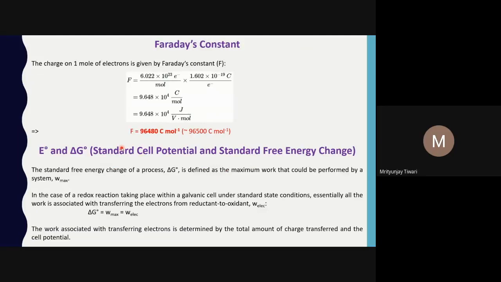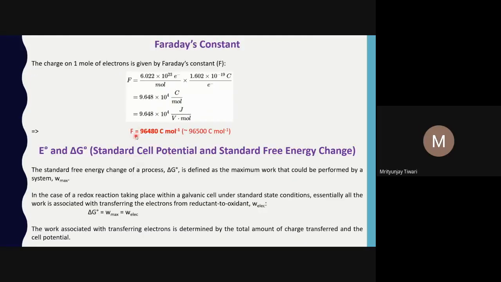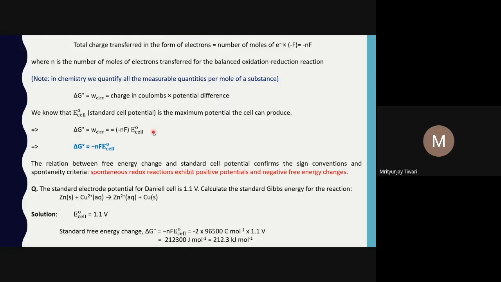So now we have obtained the relation between E naught and delta G. This relation is very important. Delta G is negative if E naught cell is positive. F is a positive constant, because this minus comes from the electron's negative charge, but whenever we put the value of F, we put this positive value. n is the number of electrons, which will always be positive. So n is positive, F is positive, and if E naught cell is positive, what will we get?